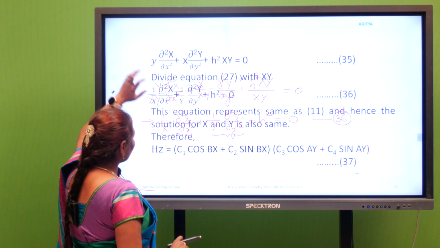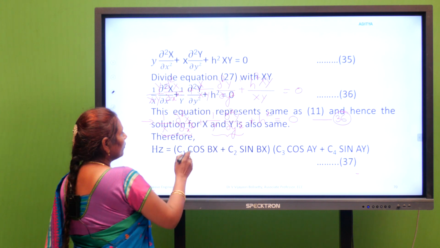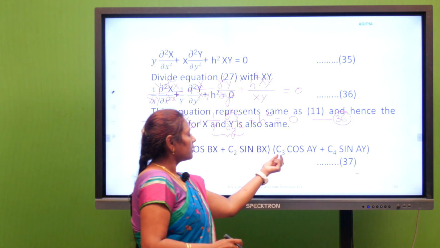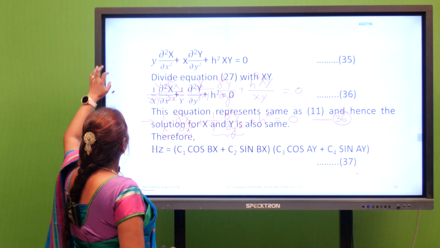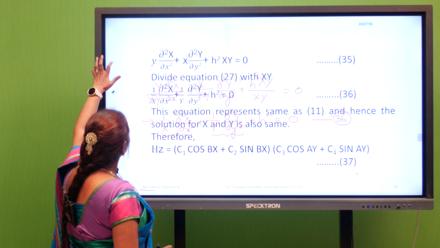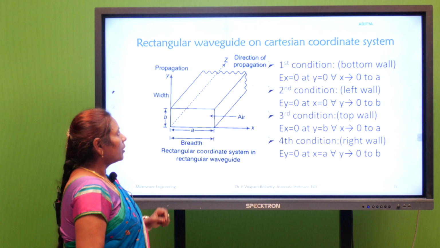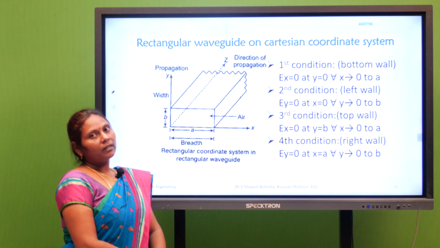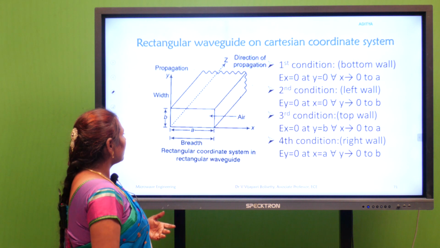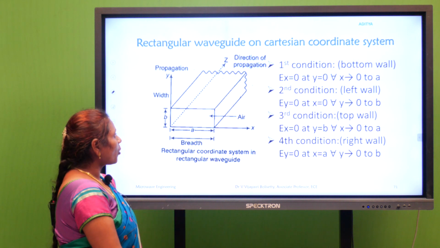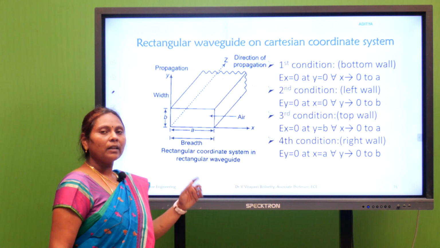We can get the equation for Hz, where Hz is equal to (C1 cos Bx plus C2 sin Bx) into (C3 cos Ay plus C4 sin Ay). So let us use this TE wave equation and obtain the boundary conditions in the rectangular coordinate system. What are the boundary conditions, and how are we going to express them in the rectangular coordinate system?